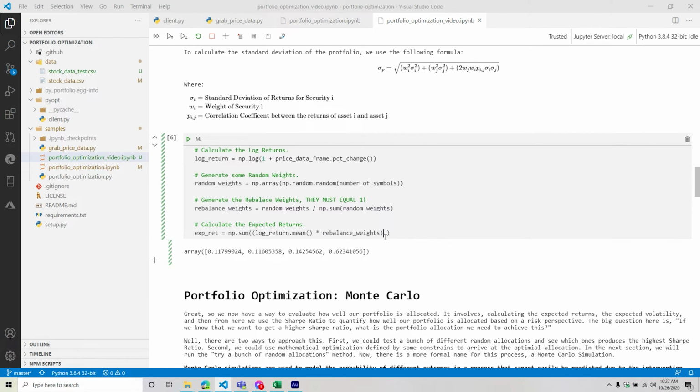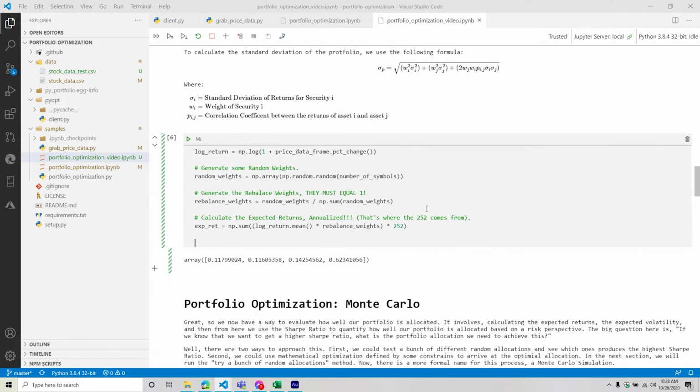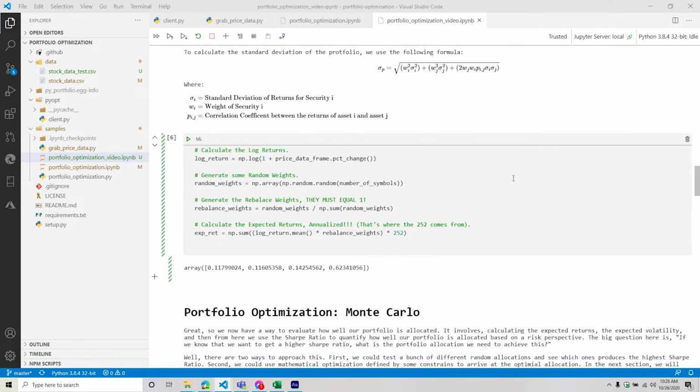And then I've got to do one little final trickery, which is multiply it by 252 to annualize it. So calculate the expected returns annualized. That's where the 252 comes from. Why do you do that? Well, it's just kind of common convention. You annualize it because you're really looking at things in terms of the calendar year. Now, remember, these are average daily returns times 252 days to get your annualized returns. Oh, don't you love all this math?